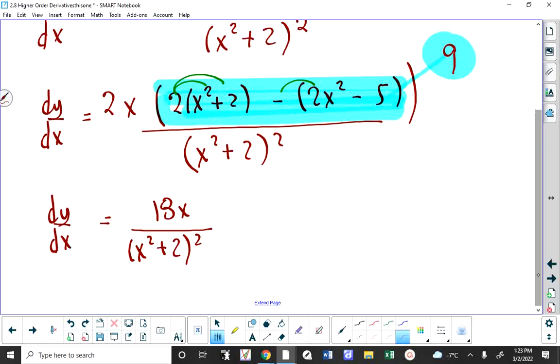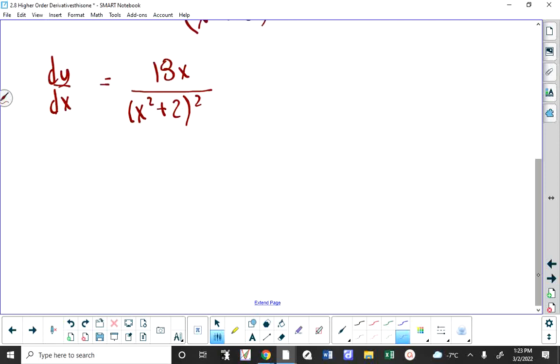Now I'm ready to differentiate again. So when I differentiate the left-hand side, I'm finding the derivative of the derivative, which is the second derivative of y with respect to x. And this is a quotient again. There's a top and there's a bottom.